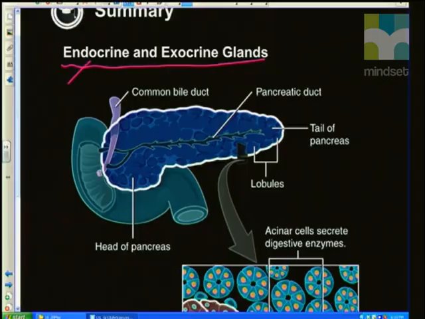Difference between endocrine and exocrine glands. The endocrine gland secretes straight into the blood. It has no ducts. Endocrine gland secretes directly into the blood. So you're saying it is ductless. Good. Exocrine?